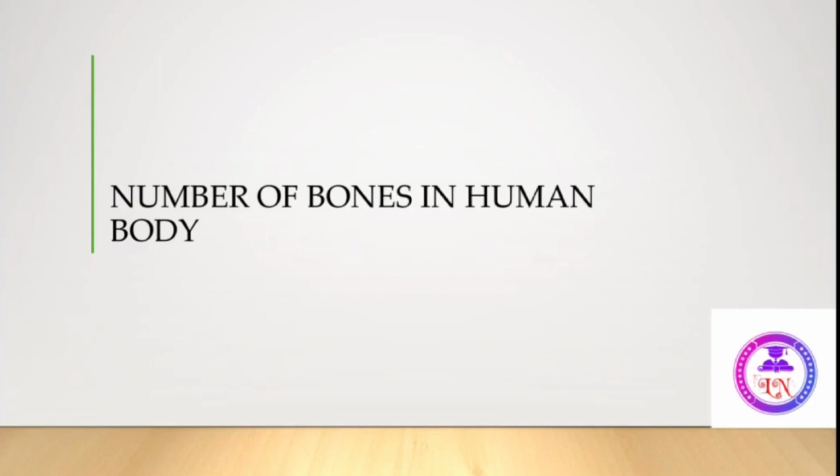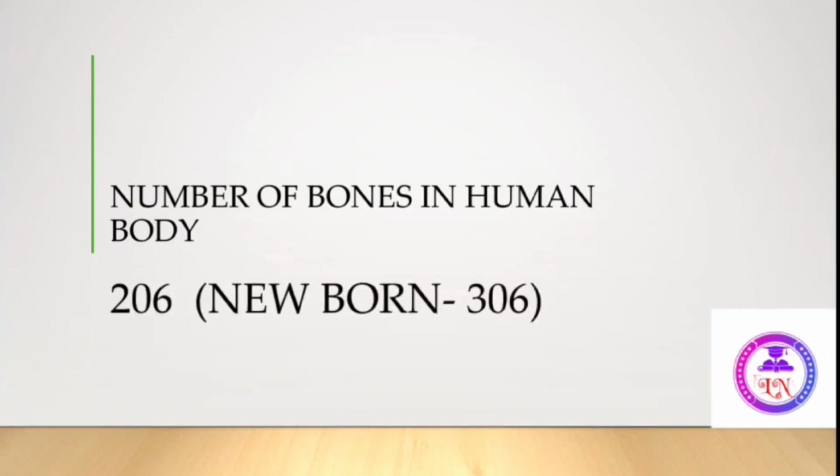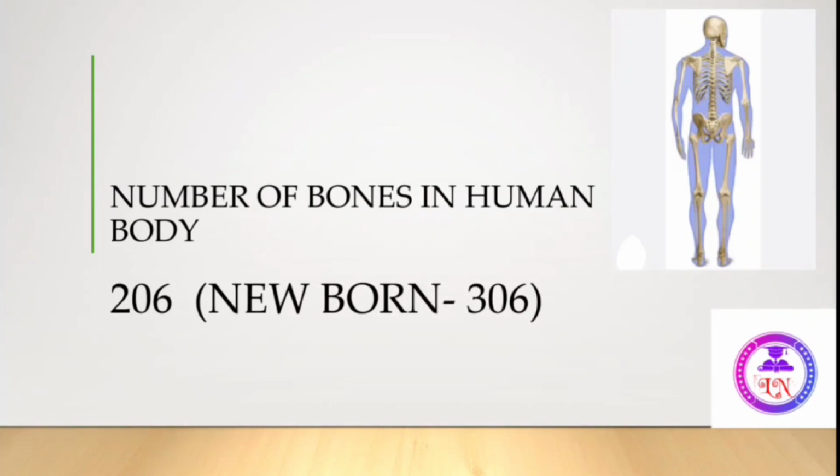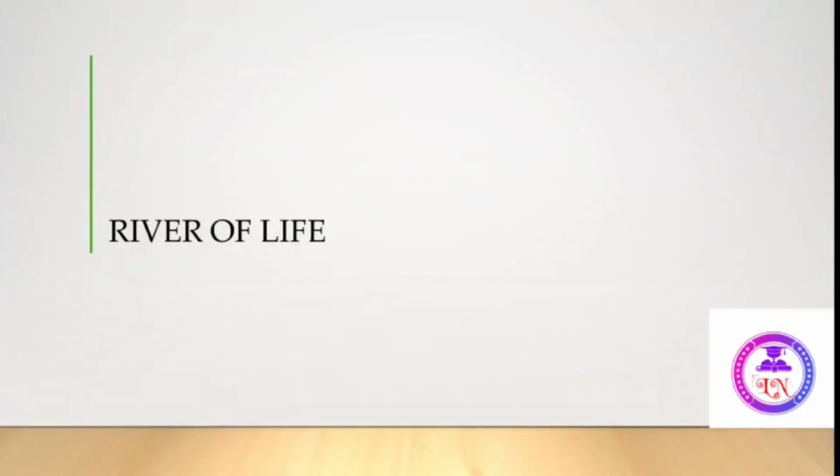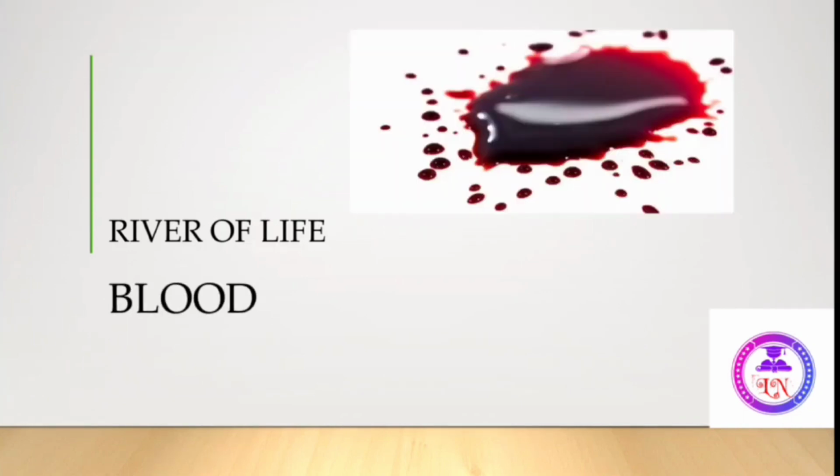Number of bones in our human body. A very, very simple question. Everybody knows that 206 bones are there in our human body. And in a newborn, there are 306 bones and they get fused over a period of time. What is the river of life? For what is the term river of life used? The river of life is used for the blood.